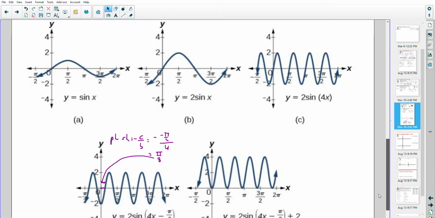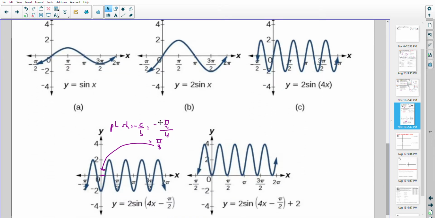Here's an example that goes through quite a few of the different transformations. Starting with the sine graph, by multiplying it by 2, notice that the amplitude goes up to 2. The period is 4x, so it's going to move through it 4 times as fast. Therefore, this period now becomes pi over 2 instead of 2 pi. Phase shift negative c over b becomes pi over 8. Notice that now the sine graph is going to shift to the right pi over 8 units and start there, start in the middle and go up again. And when you add 2 to it, notice that the whole graph moves up 2 units.